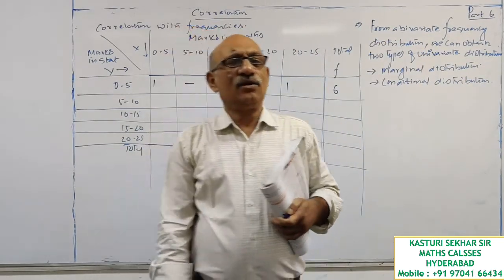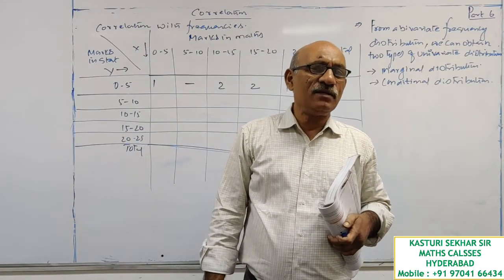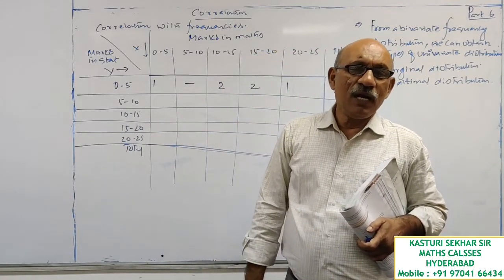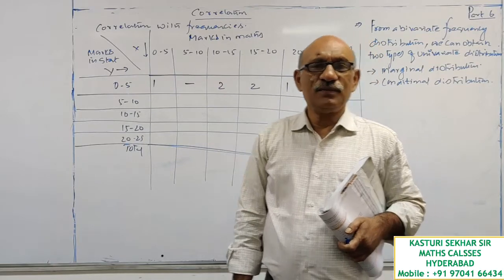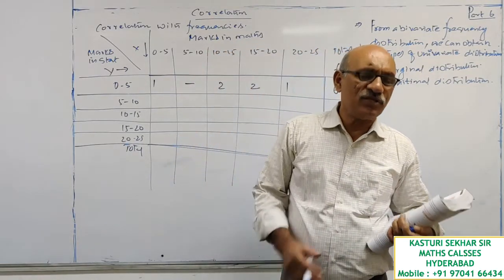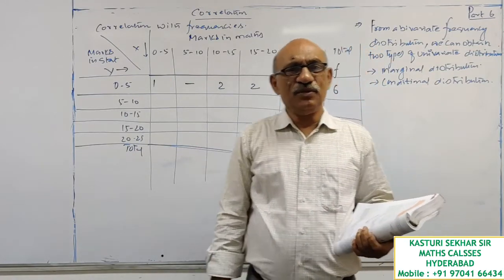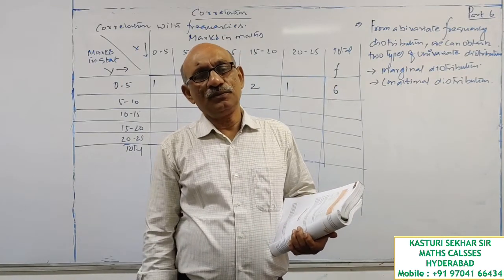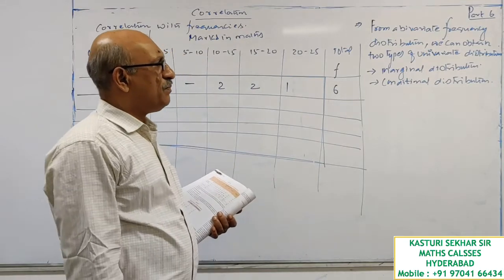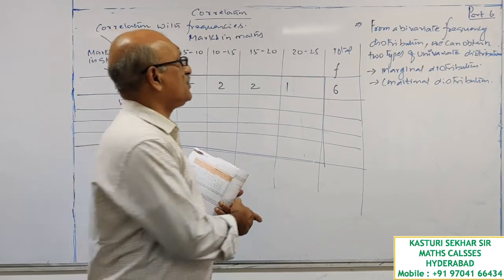What type of theoretical question they will ask? How many univariate distributions can be obtained from a bivariate frequency table? That is a theoretical question they will ask you. Again, I am repeating this point. How many univariate distributions can be obtained from a bivariate frequency distribution? Option is 2. That is, one univariate distribution is marginal distribution and the other univariate distribution is conditional distribution.